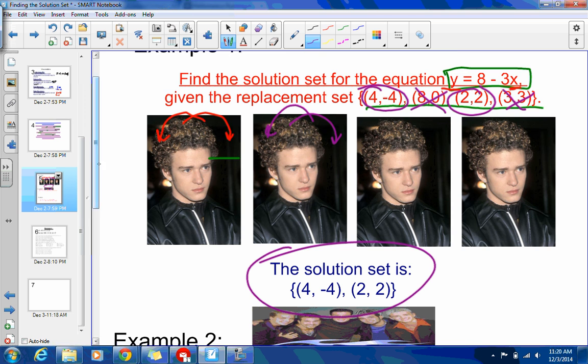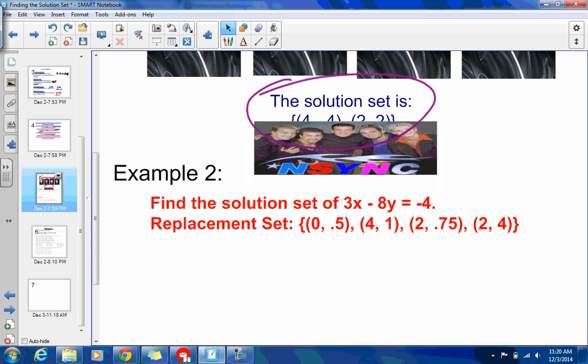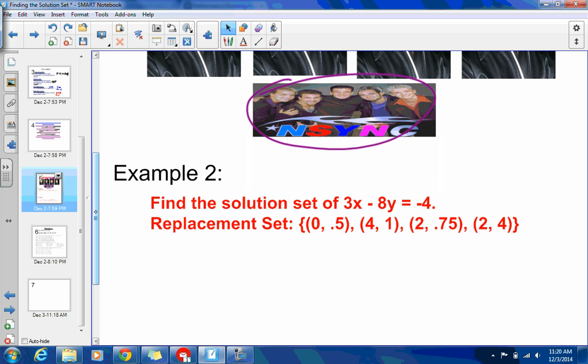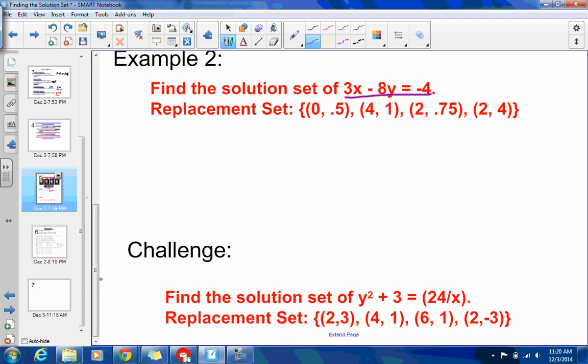So, take a look at the other 2 examples I have here. I have 2 of them. I have an equation, and I have a replacement set for example 2, and I want you to find the solution. And then if you want a more challenging one, this is one that's actually not linear, but I still gave it to you because I want to see how you do with it. You're still plugging in for x and y, figuring out which ones are true, which ones are false. So the true ones would be the solution set.